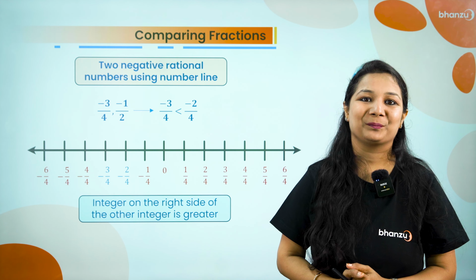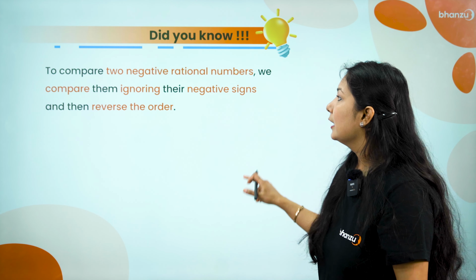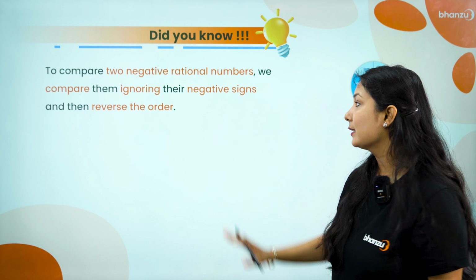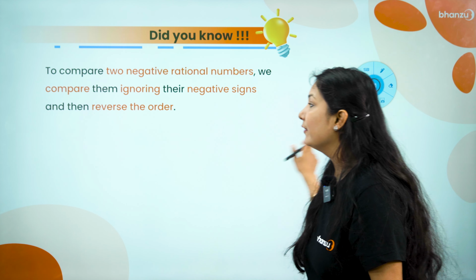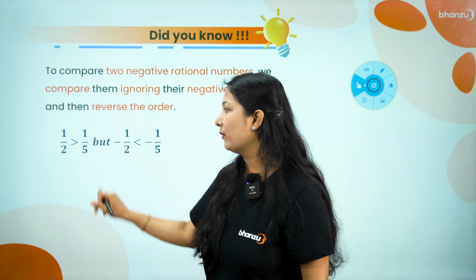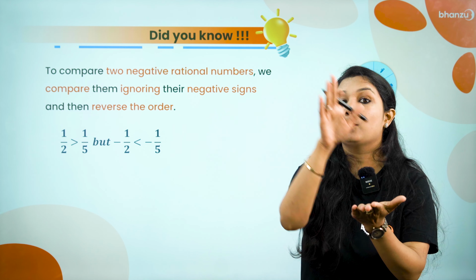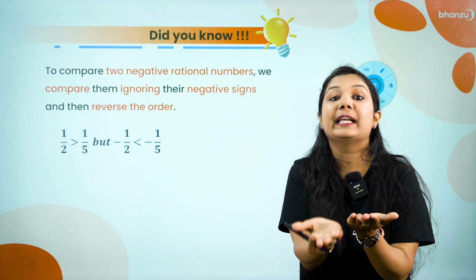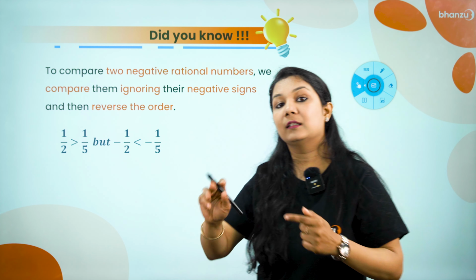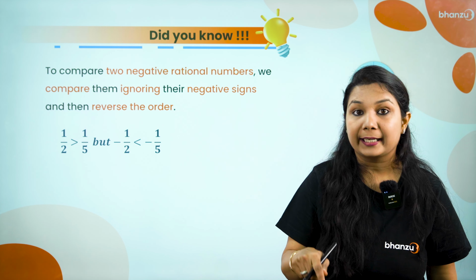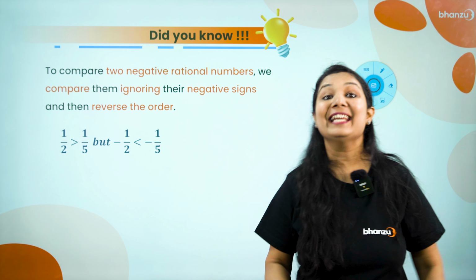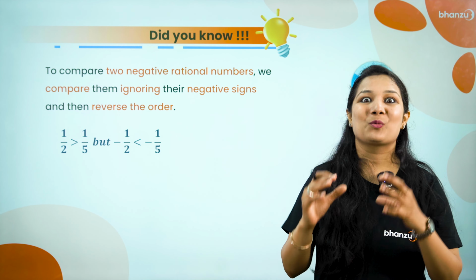on its left. So moving ahead, if you are comparing two negative rational numbers, we compare them always ignoring the signs, and then we reverse the order. So what are we doing here? 1 by 2 is greater than 1 by 5, we know, because the smaller the value of the denominator, the greater the value of the fraction. But if it has a minus sign, then change it. Now the second number would be greater than the first one. So minus 1 by 5 is greater than minus 1 by 2. Got it?